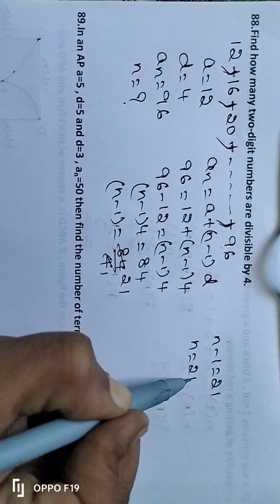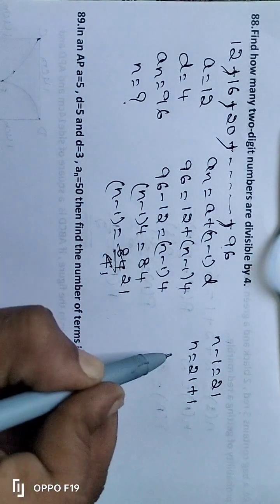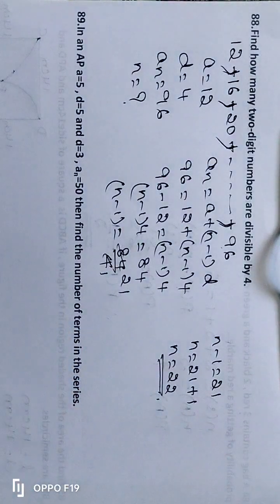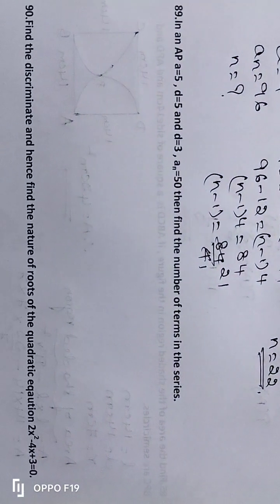N is equal to 21, shift that side, plus 1. So n is equal to 21 plus 1, which is 22. Therefore, how many two-digit numbers are there which are divisible by 4? There are 22 two-digit numbers that are divisible by 4. Then coming to the 89th question.